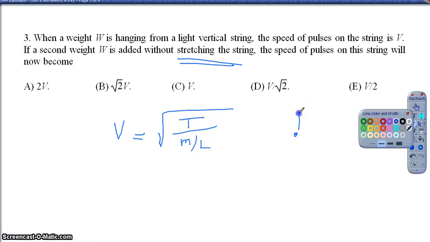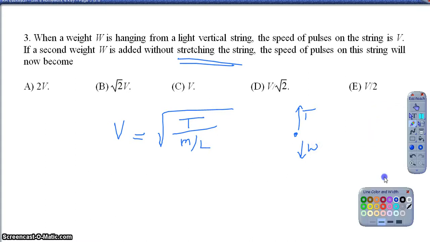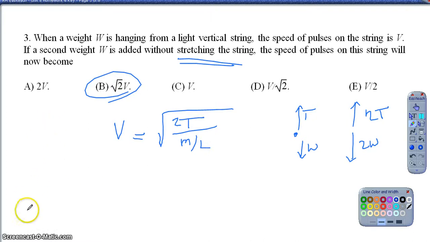If originally I just had one mass, so I had the tension pulling up, the single weight pulling down, if all of a sudden I double that weight, well, obviously as I double that, I'm going to have to double the tension then pulling upward because that string is not stretching, right? So the tension doubles, and then what does that do to my velocity? Well, since I'm increasing the top by a factor of 2 inside the square root, that means I'm going to be increasing by a factor of the square root of 2. So the correct option on this question is also option B. Again, hopefully pretty easy to work your way through.